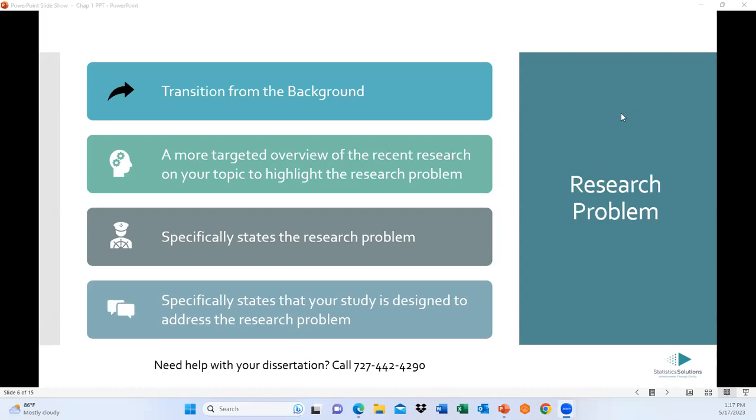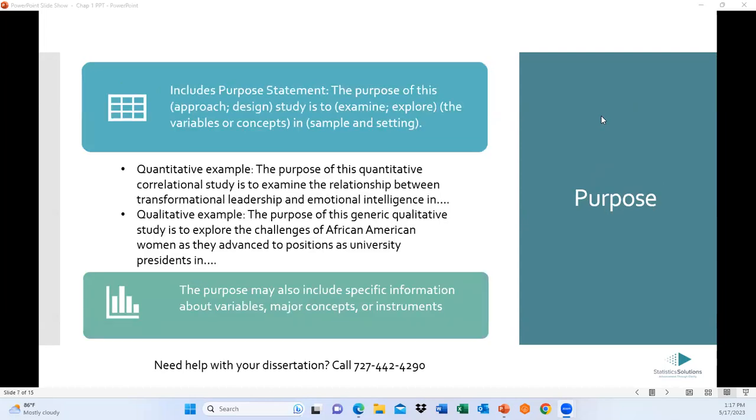Okay, and this section usually isn't too long. Again, check your school's templates, but I'd say less than a page, but it needs to be really kind of targeted, right? All right. The purpose section.